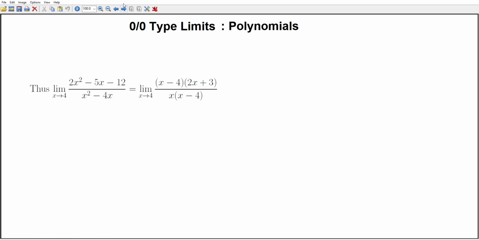And then we're going to regroup and get the limit as x goes to 4 of x minus 4 over x minus 4 times the limit as x goes to 4 of 2x plus 3 over x. Now, the first limit is 1, and the second limit we can just get by plugging in, because it's a polynomial over a polynomial, and neither polynomial is 0. So we get 2 times 4 plus 3 over 4, or 11 quarters, and 1 times 11 quarters is 11 quarters.